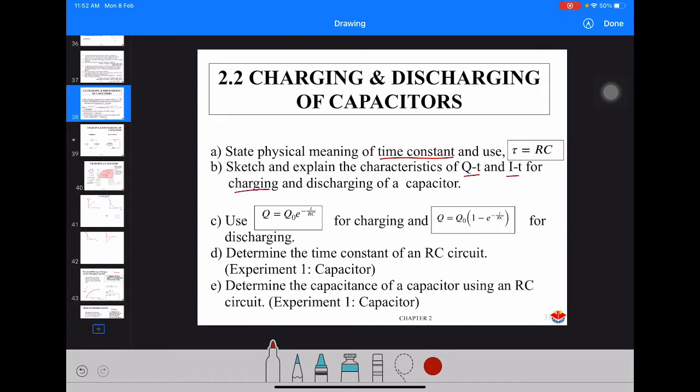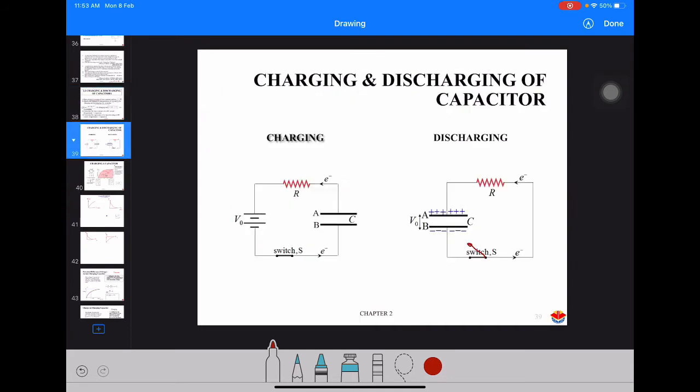So we have charging and discharging capacitor, and then you need to be able to use this formula: Q equals Q naught e to the exponent negative t over RC for charging, and that one's for discharging. This one is actually very similar to the one that you did in your experiment 1, except that one is just for discharging of a capacitor.